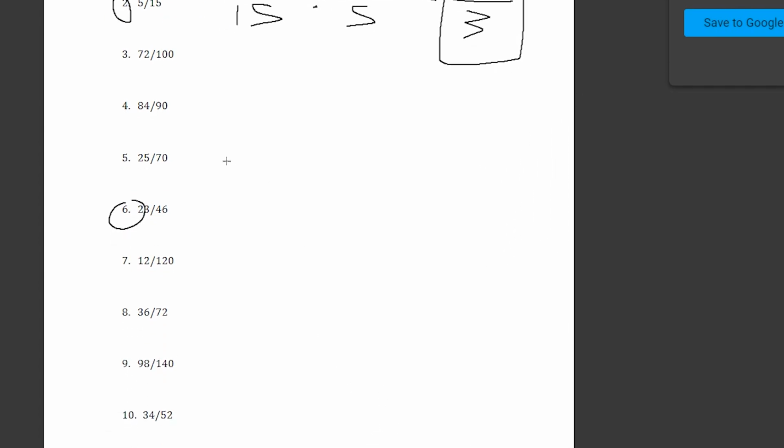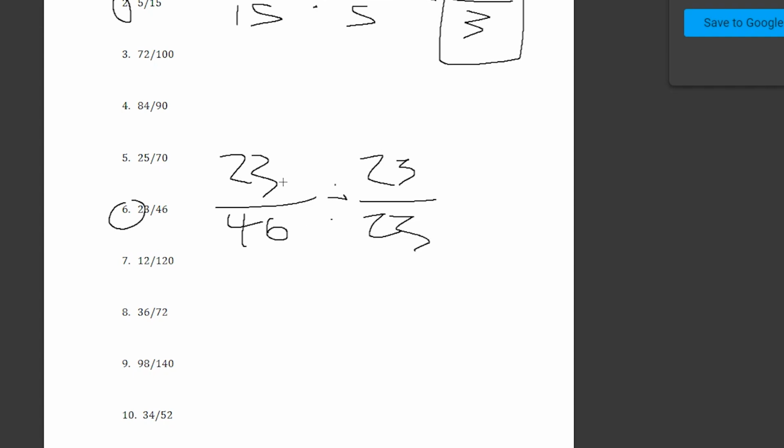For number 6, we have 23 over 46. So we look for the greatest common factor again, which is 23. So we're going to divide each number by 23. 23 divided by 23 is 1, and 46 divided by 23 is 2. So this gives us a final answer of 1/2.